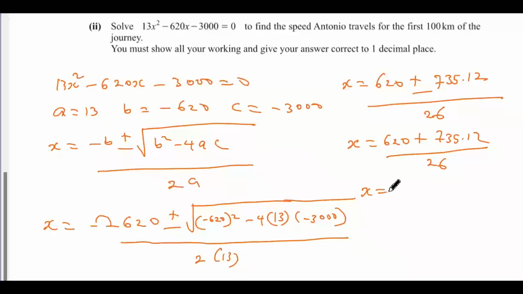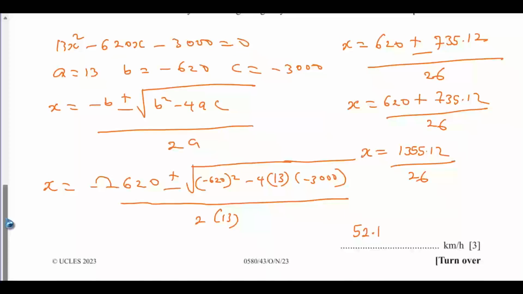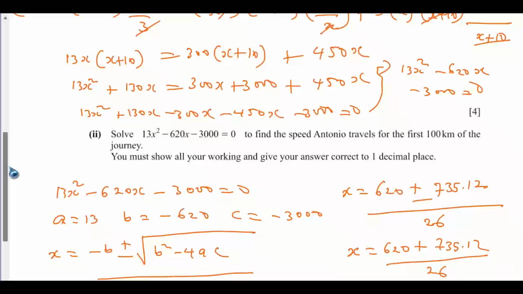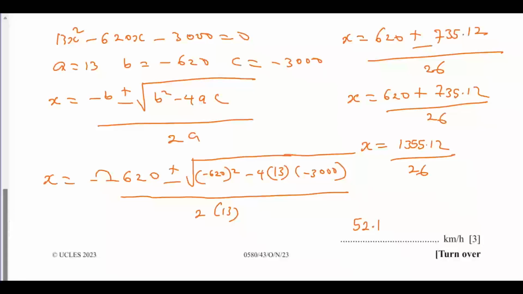Okay, so x will be equals to, if you add these two together, you get 1355.12 over 26, and if you divide this by this, you get the value of x to be equals to 52.1 kilometer per hour. So 52.1 kilometer per hour will be the speed at distance 100 kilometer, the speed for the first 100 kilometers. Okay, so let's go to the next question.